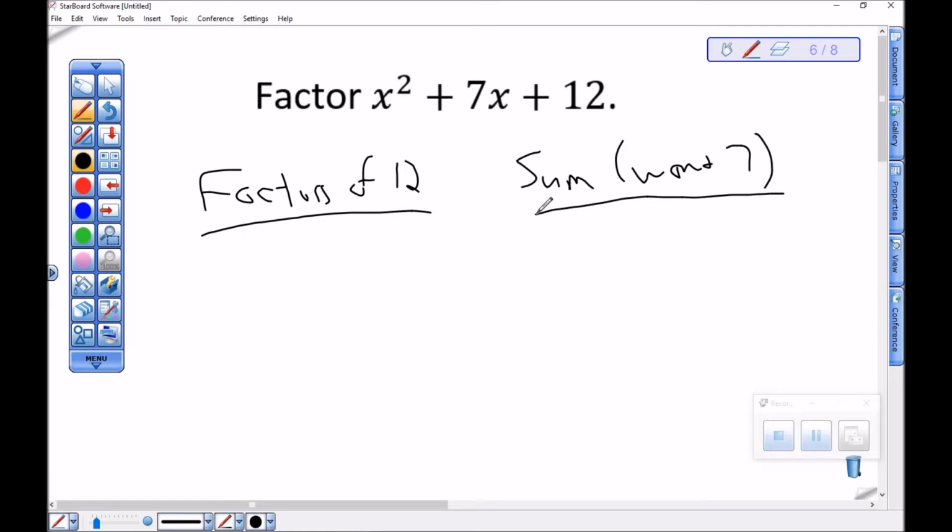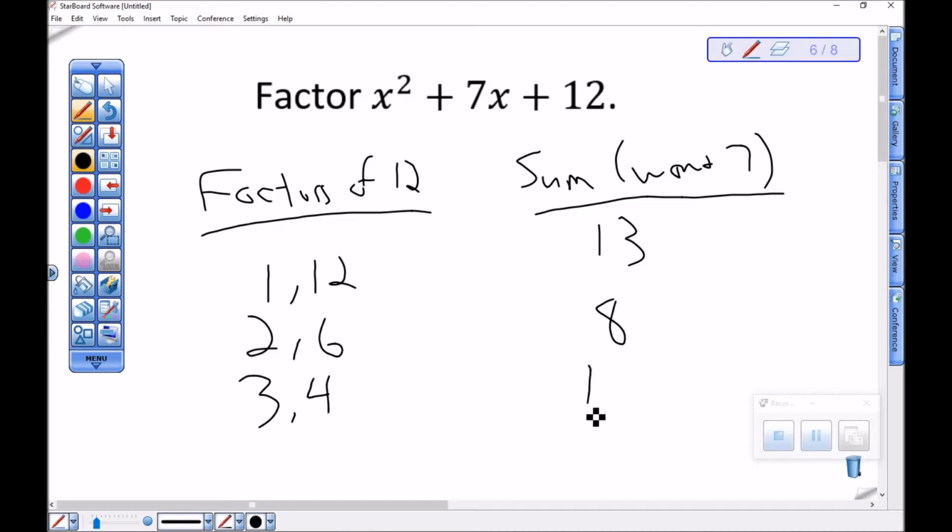Factors of 12. 1 times 12 is 12. That's 13. That's no good. 2 times 6 is 12. That's 8. That's not 7. That's no good. 3 times 4 is 12. 3 plus 4 is 7. That's the pair that I want.